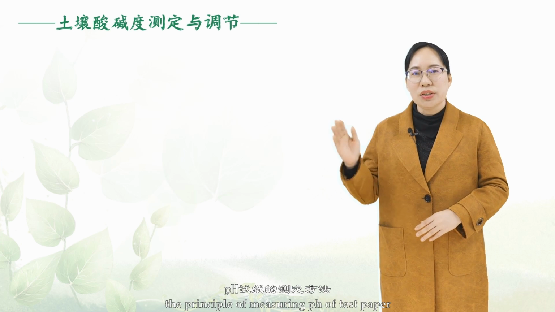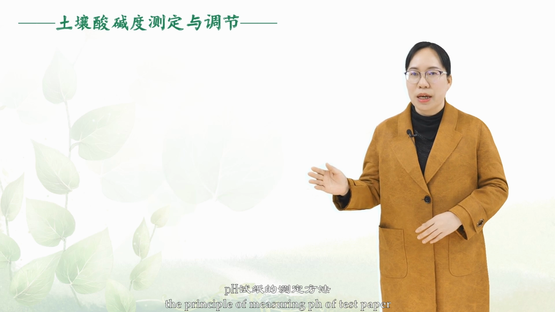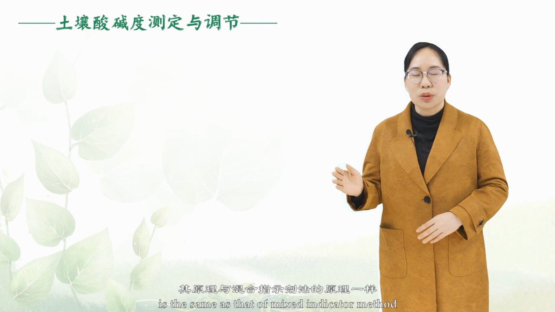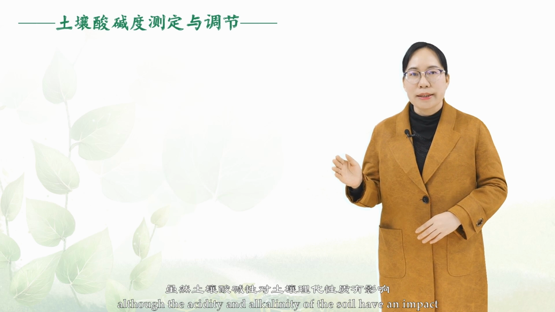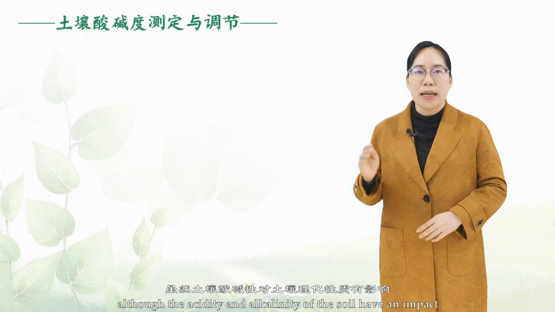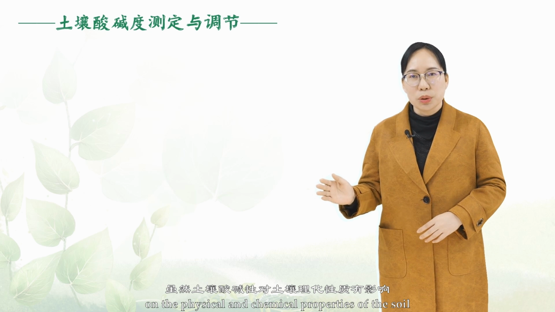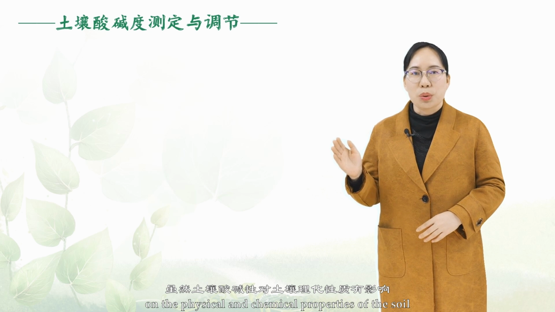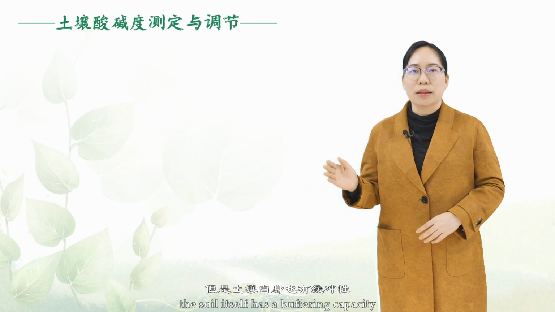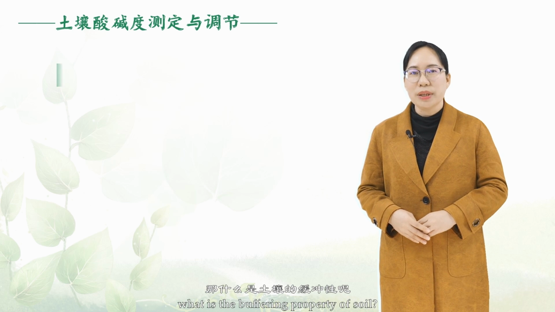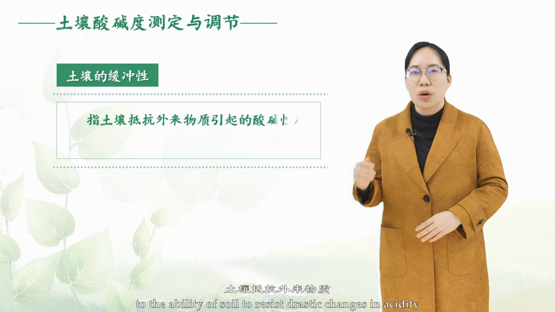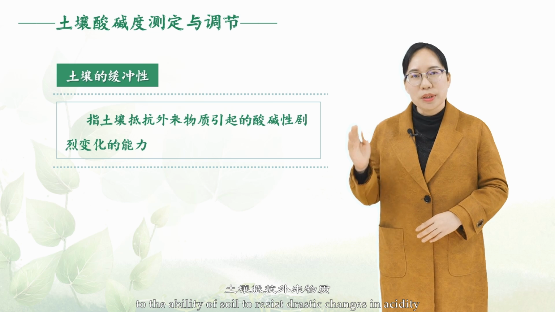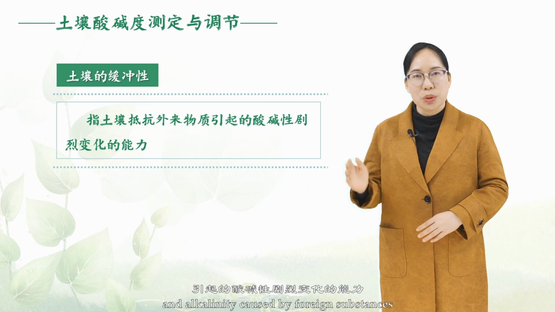The principle of measuring pH with test paper is the same as that of the mixed indicator method, so it will not be described here. Although the acidity and alkalinity of the soil have an impact on the physical and chemical properties of the soil, the soil itself has a buffering capacity. What is the buffering property of soil? It refers to the ability of soil to resist drastic changes in acidity and alkalinity caused by foreign substances.